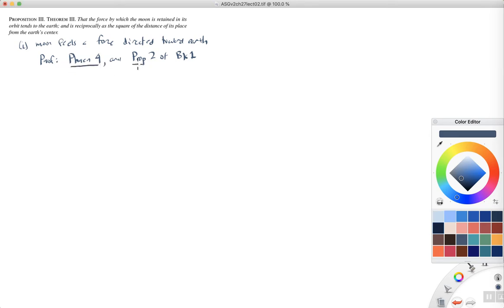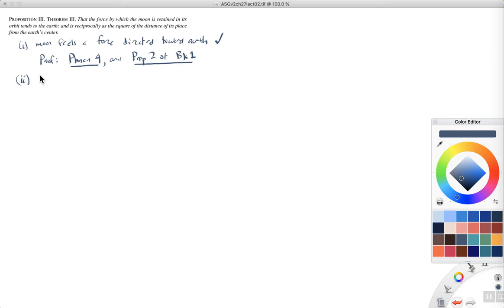And then, once again, he's invoking proposition 2 of Book 1 that says, if equal areas are swept out in equal times by a body going around a central point, then there must be a centripetal force acting on that body. So there we have it. The moon feels a force directed toward the Earth. Point 1.